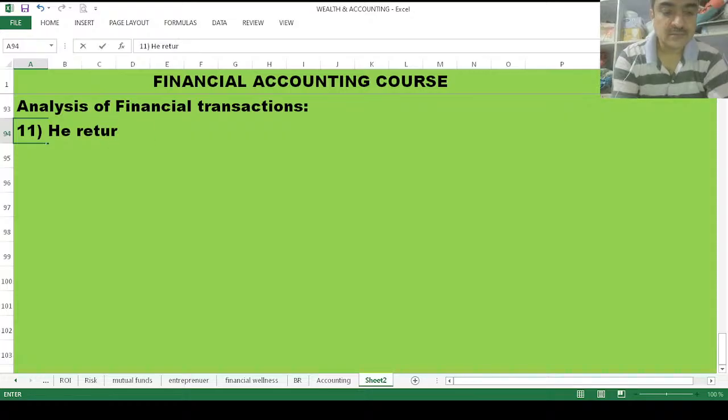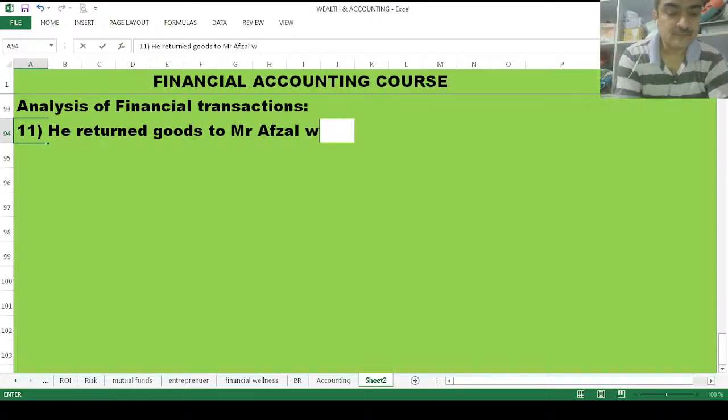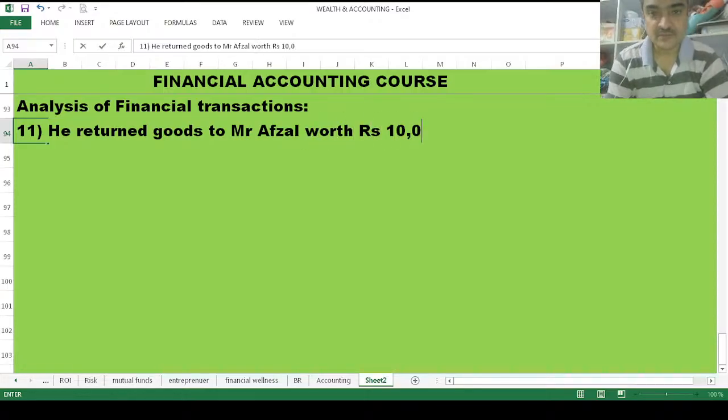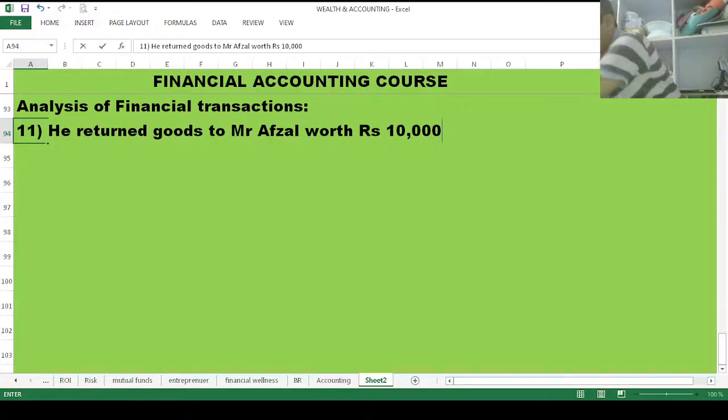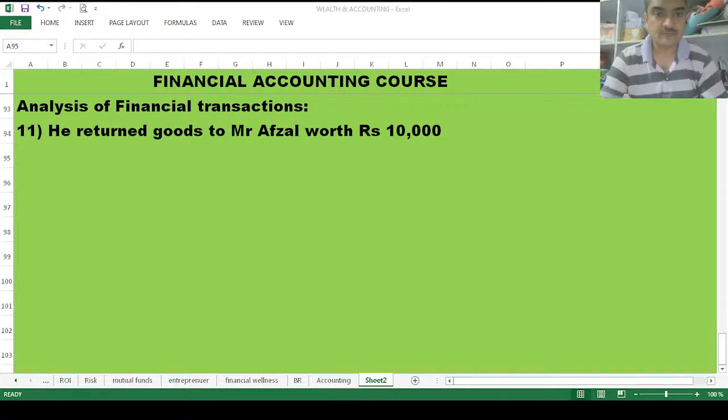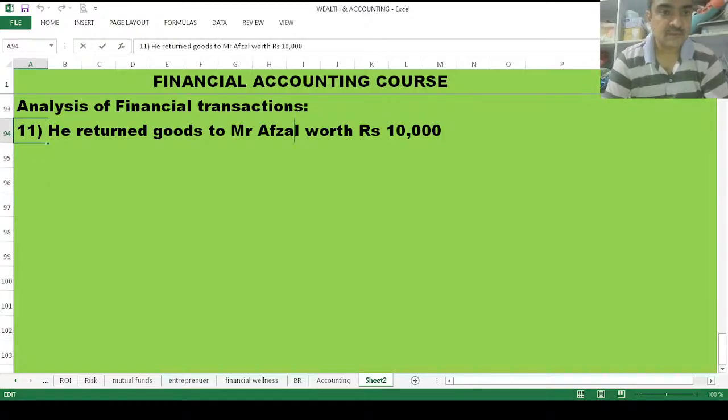He returned goods to Mr. Afzal worth rupees 10,000. He returned actually defective goods.